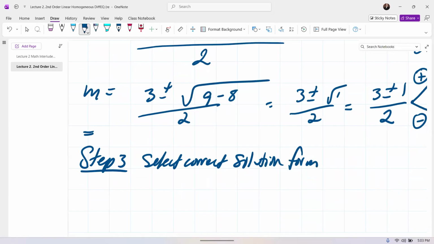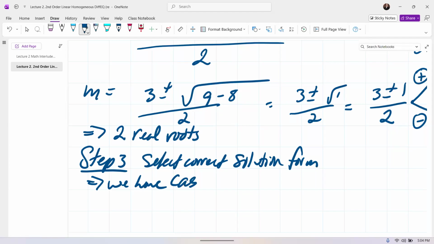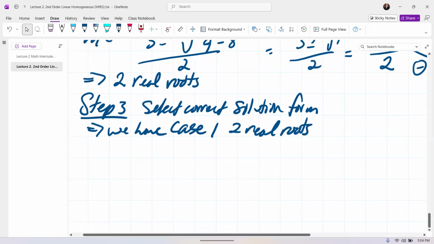All right, I'm just gonna note right here, we have 2 real roots. Okay, that's what we got for our answer. And so now this is a case 1. We have case 1, 2 real roots. So we then select the form, which we were given above.